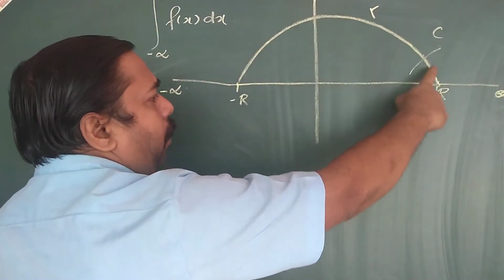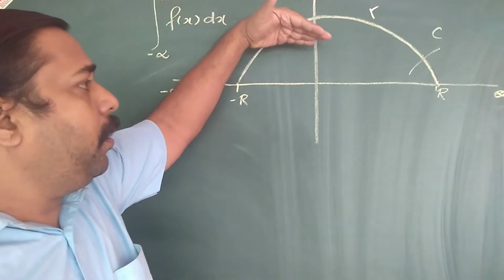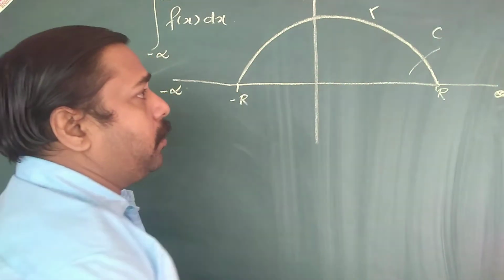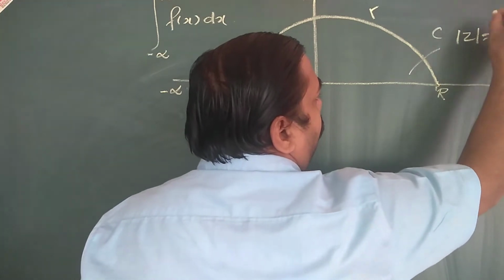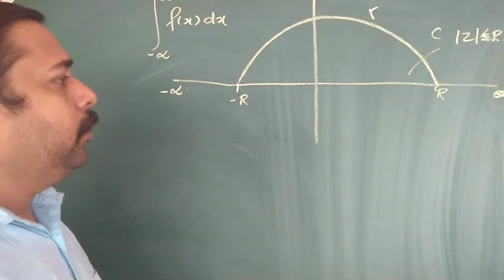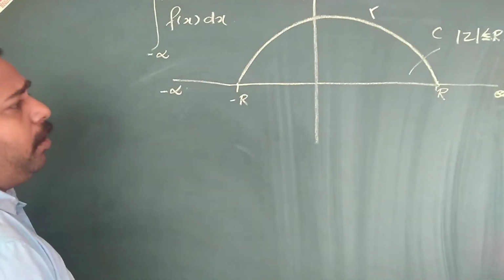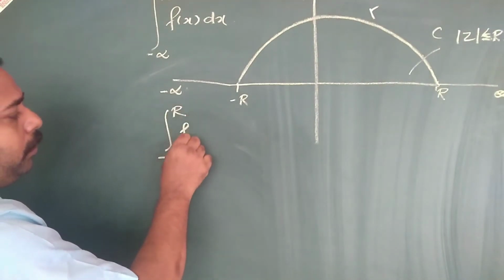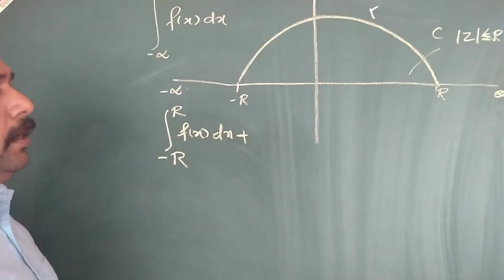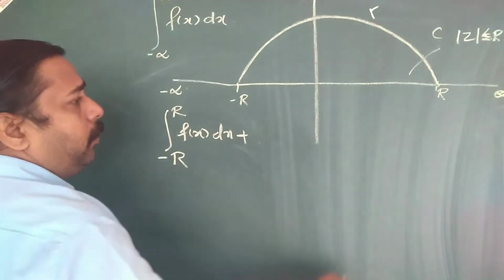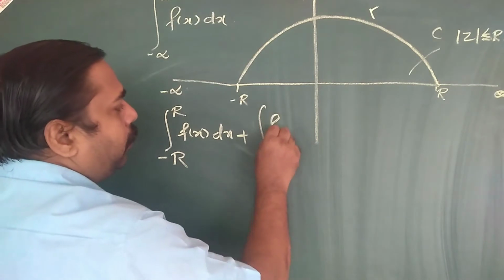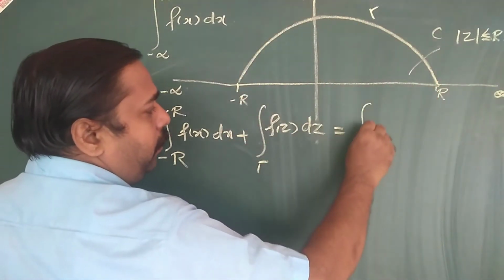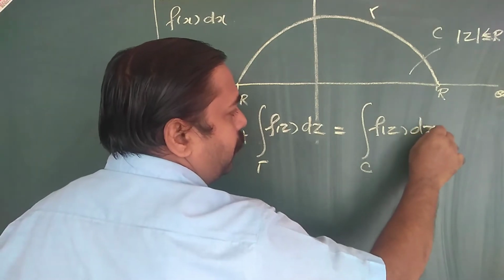So the upper half of the real line is a semicircle of modulus R, that is, modulus z is less than or equal to R. Now, as R tends to infinity, or before that, we can write this as the integral from minus R to R of f of x dx, plus the semicircle integral of f of z dz, equal to the full closed curve integral over C of f of z dz.